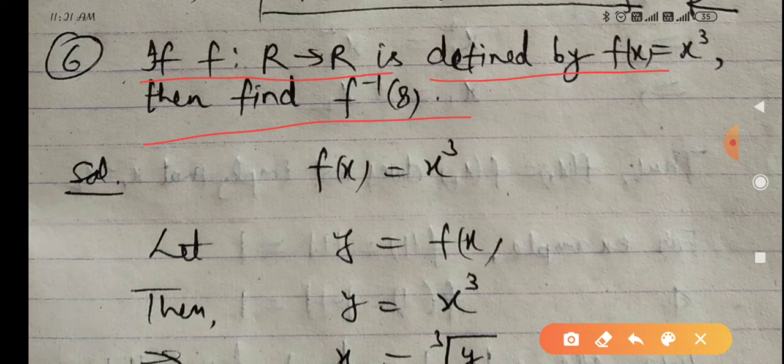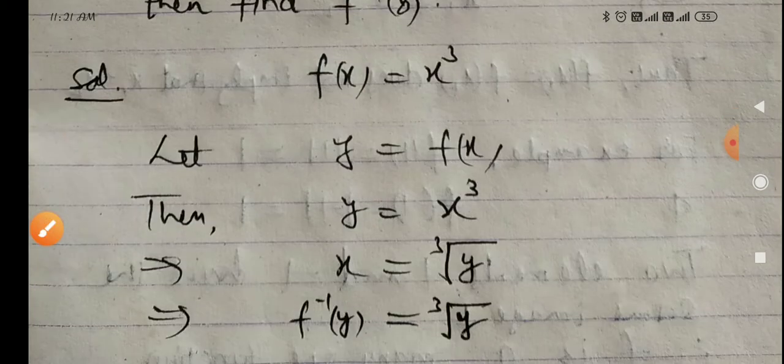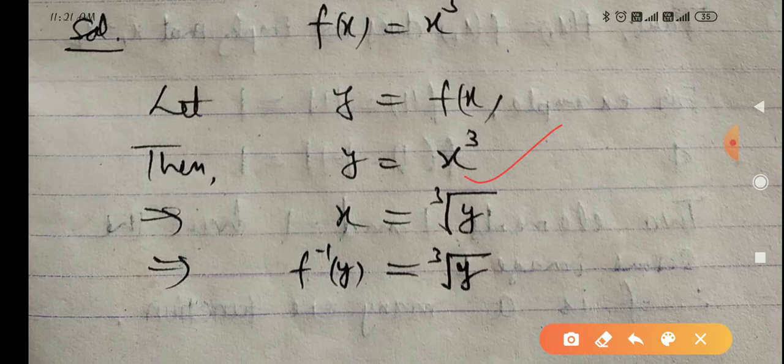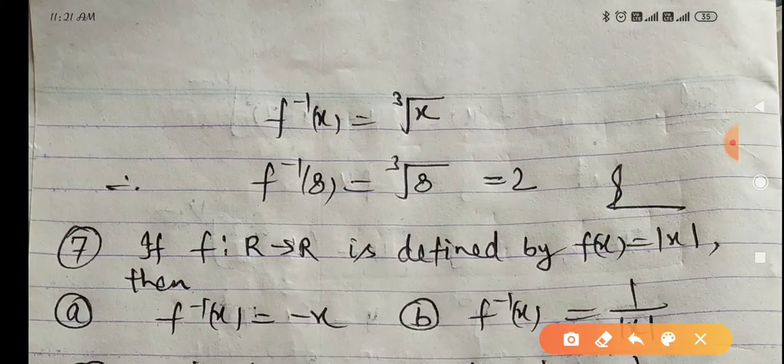So f(x) equals x cubed. Let y equals f(x), then y equals x cubed. Take cube root on both the sides, x equals cube root of y. Replace x by f inverse y. So f inverse y equals cube root of y. Now in place of y you put x, so f inverse x equals cube root of x. Now on both the sides you put x as 8, because you have to find f inverse 8. So f inverse 8 equals cube root of 8, which is 2. So simple question it was.